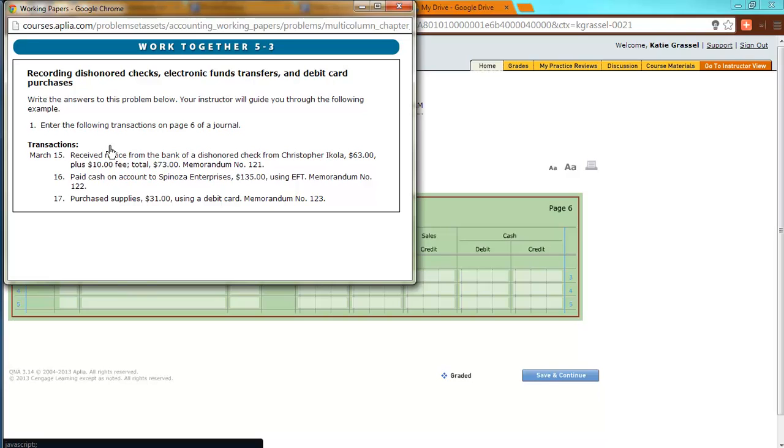How much money does Christopher Icola owe us? $73, would you agree? So when Christopher originally paid us, what happened to his accounts receivable account? Did it go up or down? Down. It probably went down by $63, would you agree? So maybe his balance is now 0. But because his check bounced, or it's dishonored, we have to put back into accounts receivable that he owes us money. So therefore, accounts receivable is going to need to be debited for 73.